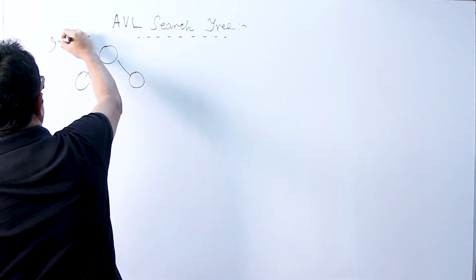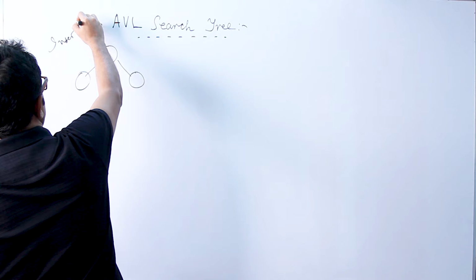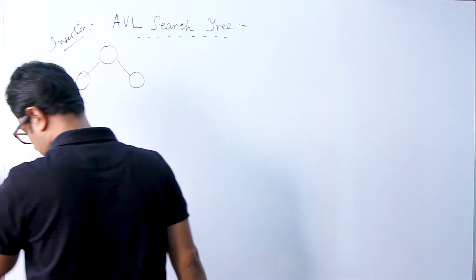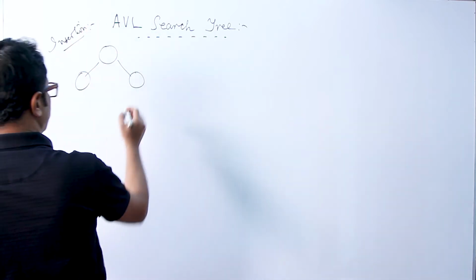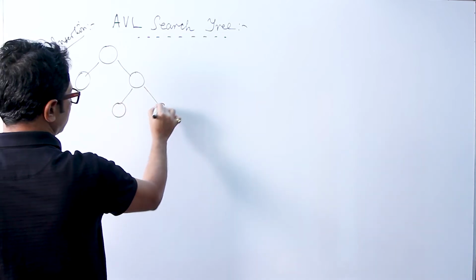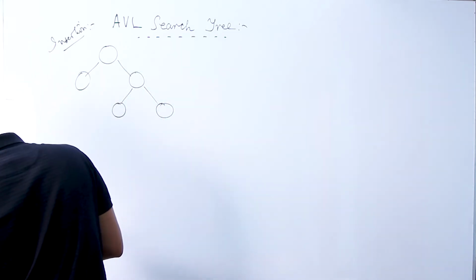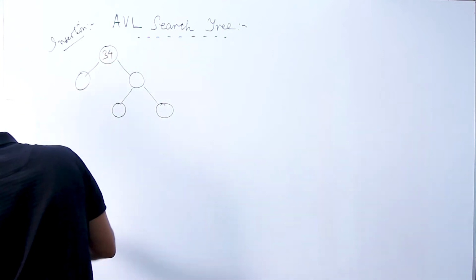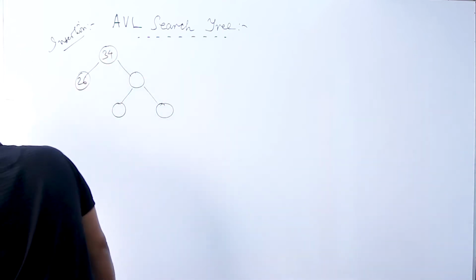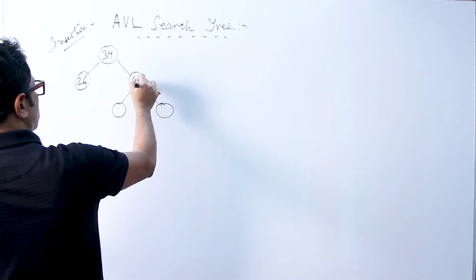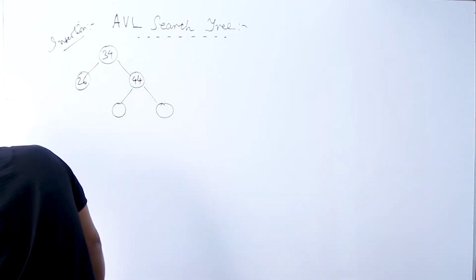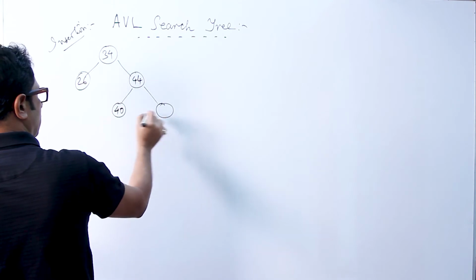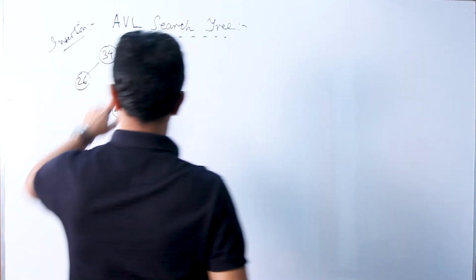I am going to perform the insertion process once again in this video. So, this can be an AVL search tree. It has some nodes having some values in it: 34, 26, 44, 40, 56. So, this is an AVL search tree.